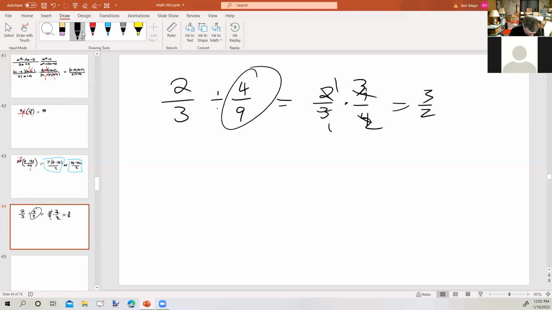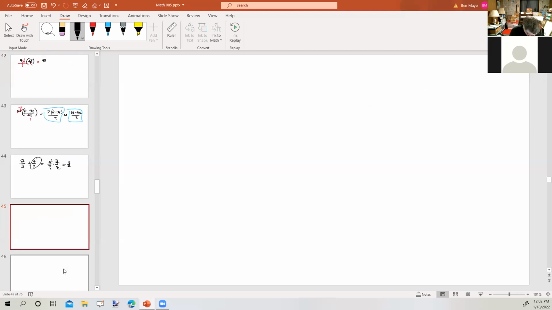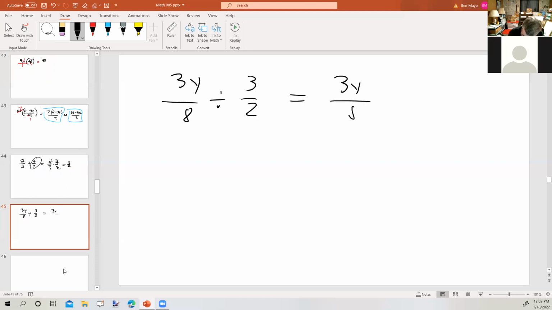Okay, so let's see here. How about this one? 3y over 8 divided by 3/2. That would be 3y over 8 times 2/3. But now I can reduce the 3's to 1 over 1 and the 2 over 8 to 1 over 4. In the numerator, I have 1 times y times 1. In the denominator, I have 4. So it all reduces down to y divided by 4.